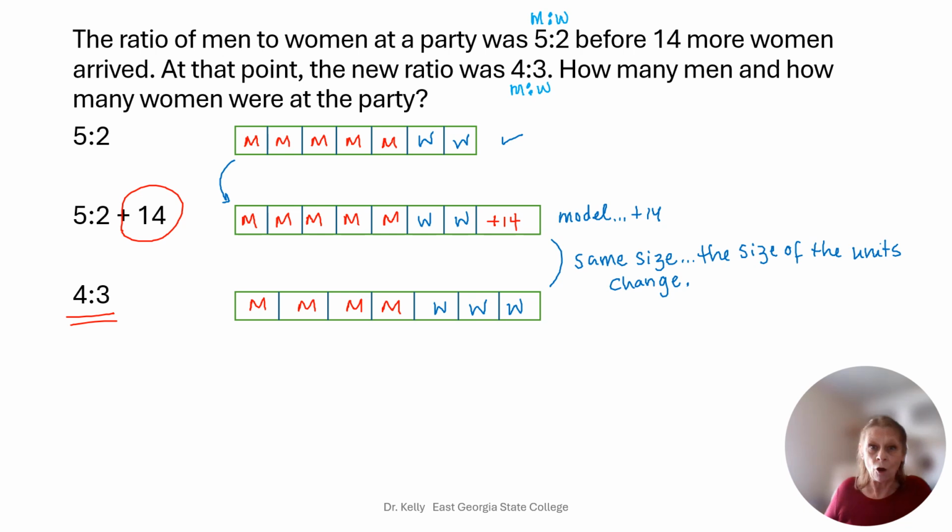Now, how in the heck are we going to use this? That's really the big question, right? Okay, well, let's make some observations here.